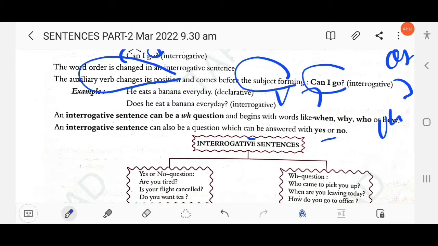Here, he eats a banana every day. Simple present tense is used, eats. In simple present tense we use do or does. So: Does he eat a banana every day? Then use the question mark at the end of the sentence.